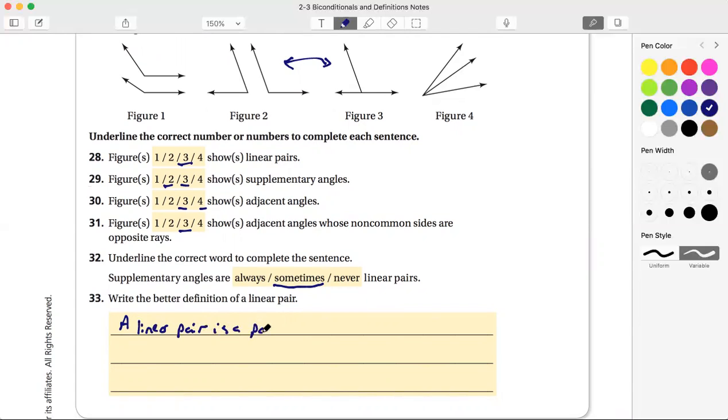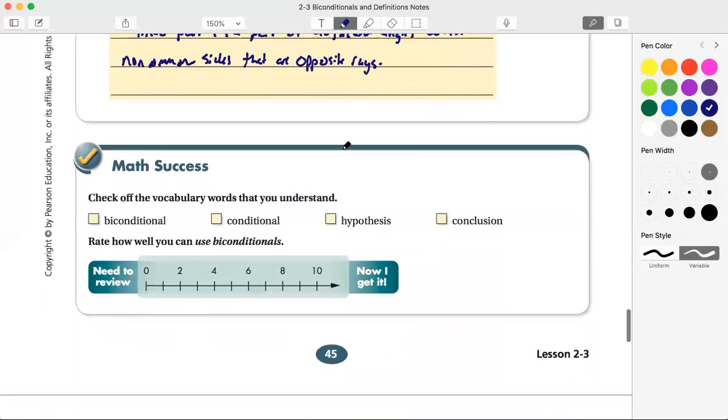A linear pair is a pair of adjacent angles with non-common sides that are opposite rays. And that's the end of section 2-3.